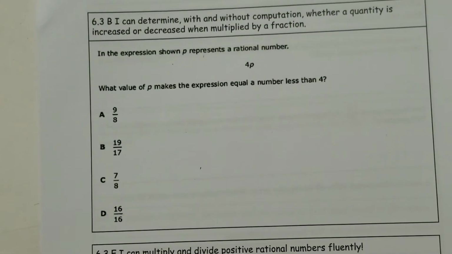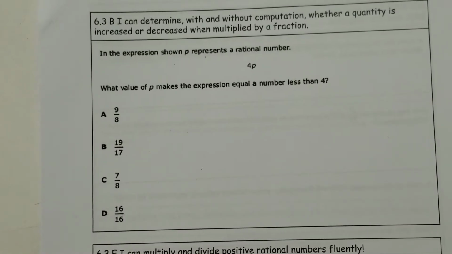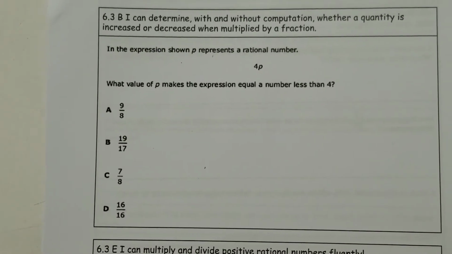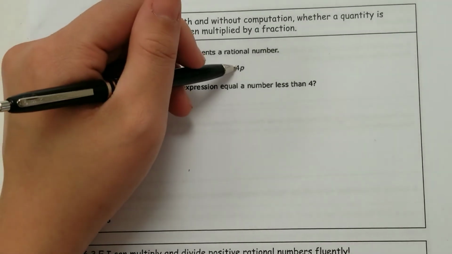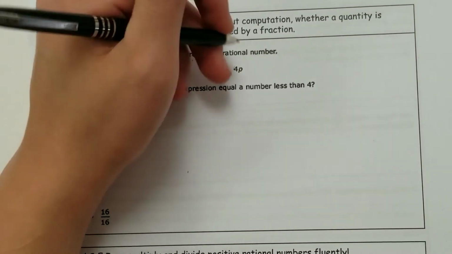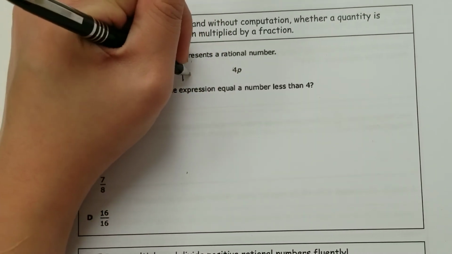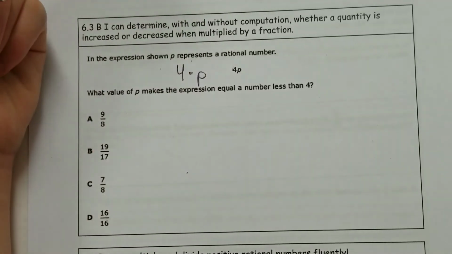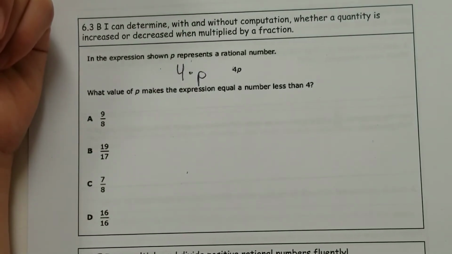Now we have this one. This one is actually kind of tricky. A lot of students had trouble with this. When you have 4 and a letter next to each other, it basically means 4 times P. There are 2 ways you could have solved this problem.